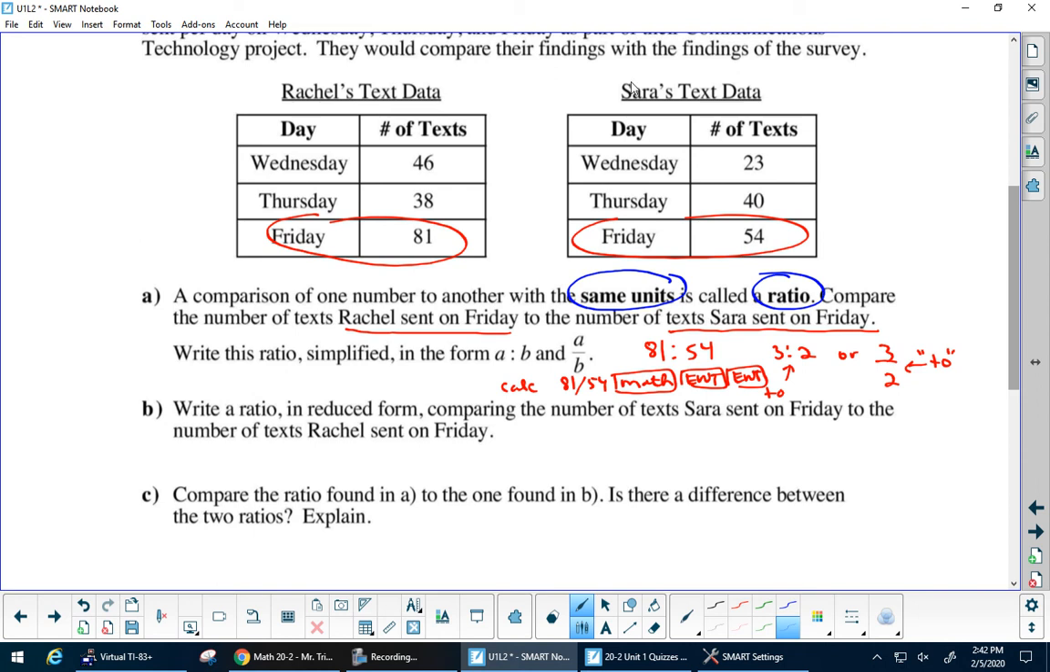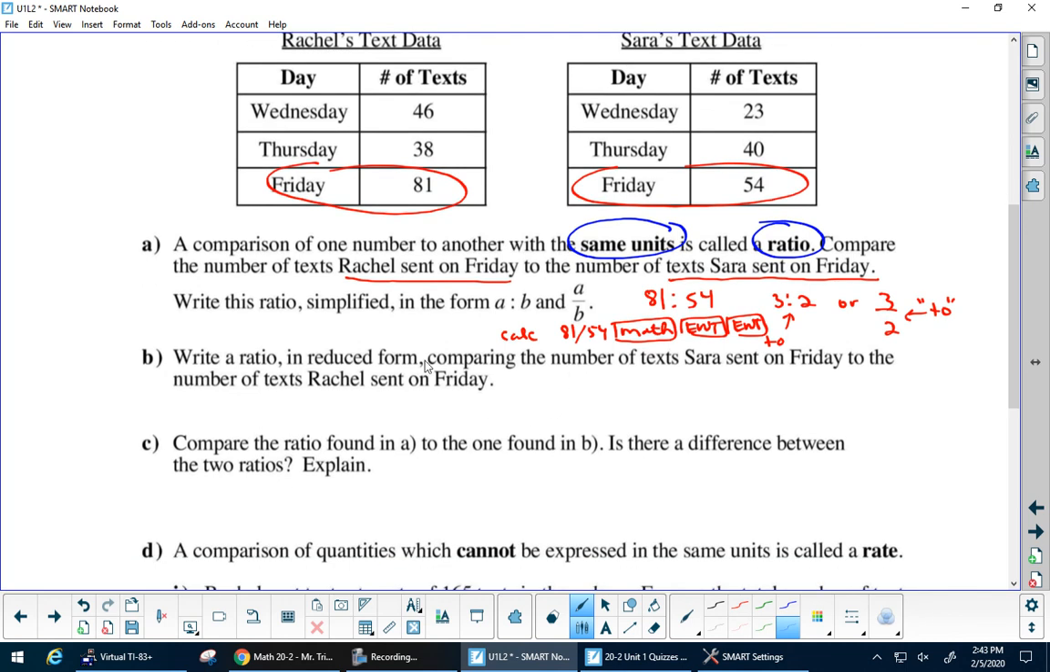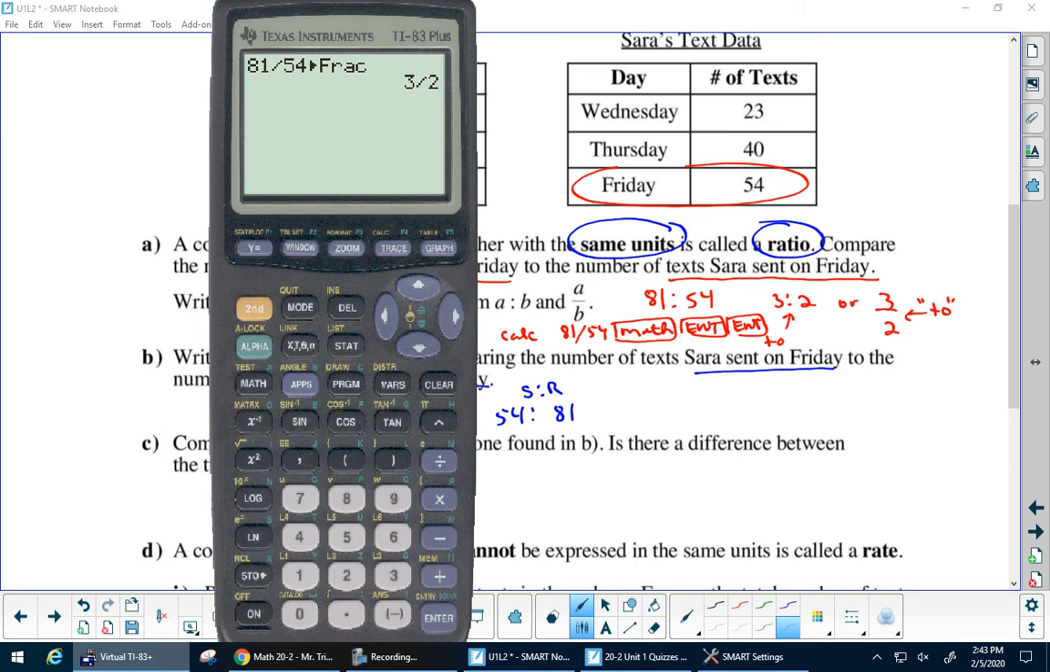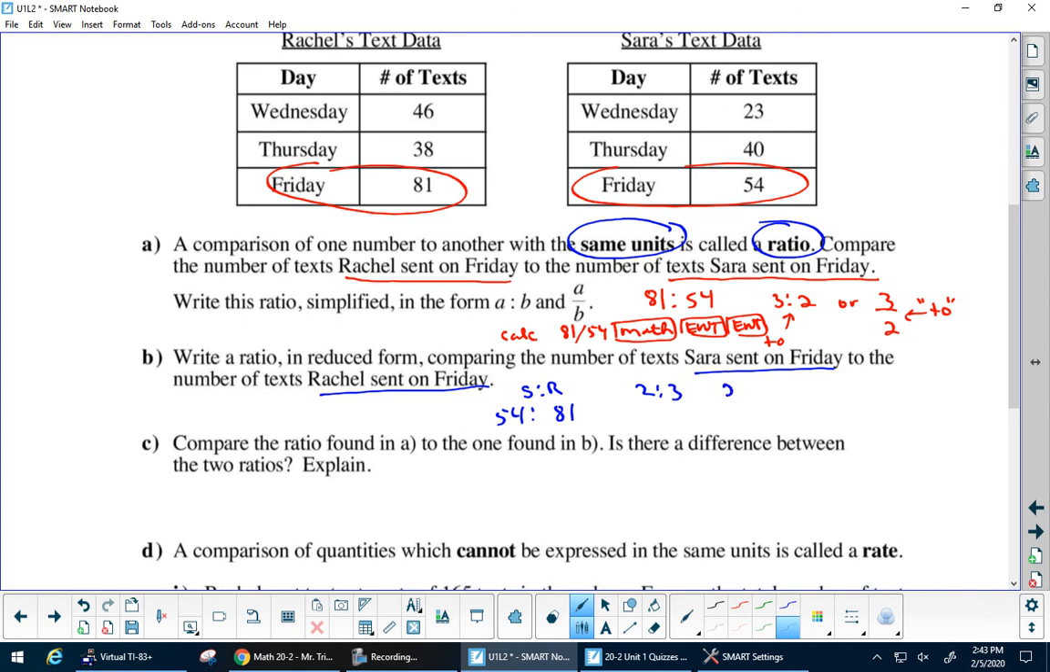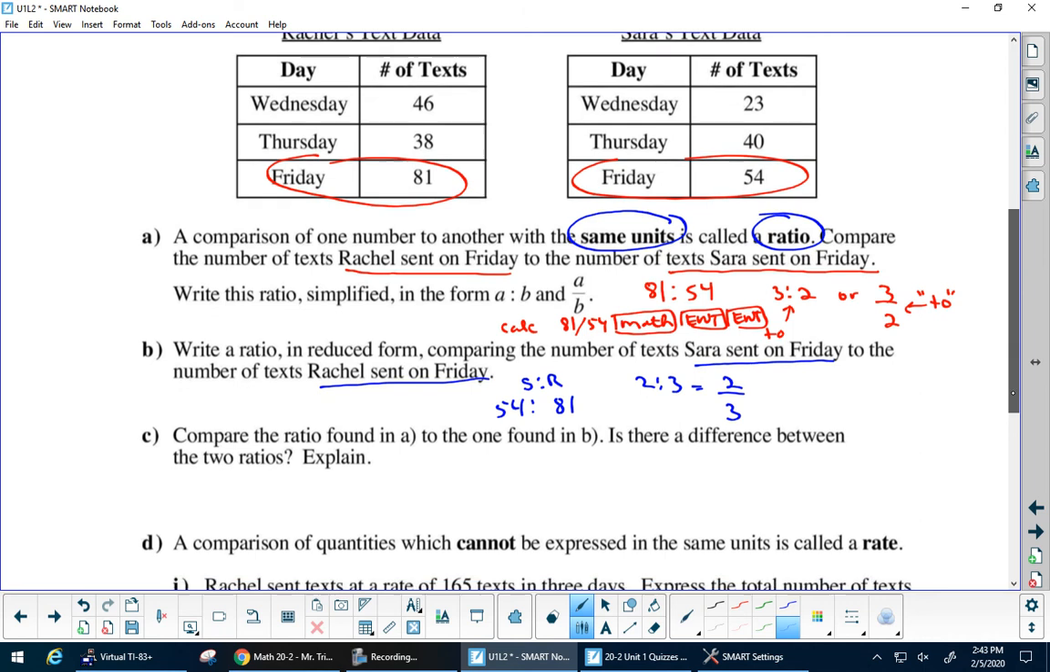Now, we did Rachel to Sarah. See how it's Rachel first, then Sarah. The next one asks, what is the comparing the number of texts Sarah sent to Rachel? So if we do Sarah to Rachel, don't mix them up. Sarah would be 54 to Rachel is 81. And then you get out your magic box there and you go 54 divided by 81, and you don't even press enter, you just go math, enter, enter, and it's 2 to 3. So they can mess with the order, just make sure you put it in the correct order. Okay, does that make sense? Yeah? I guess we'll see when we start trying them.